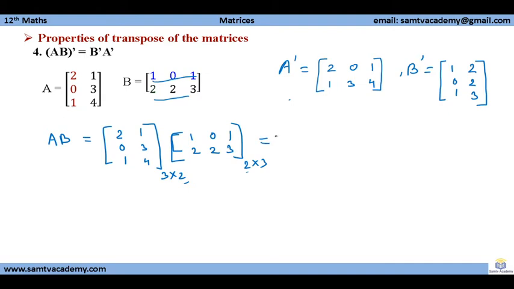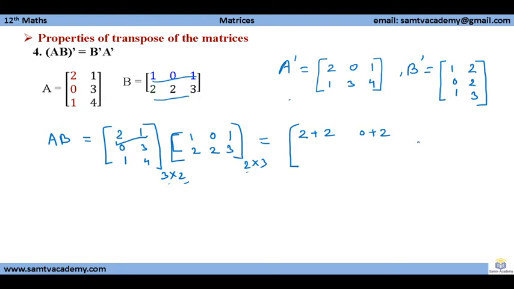What will be the order of the final matrix? The order of the final matrix will be 3 by 3. So let's do the multiplication. What is the rule of multiplication? Each row will be multiplied with each column. So first row: 2 ones are 2, plus 2 ones are 2. Next, first row with second column: 2 zeros are 0 plus 2 ones are 2.